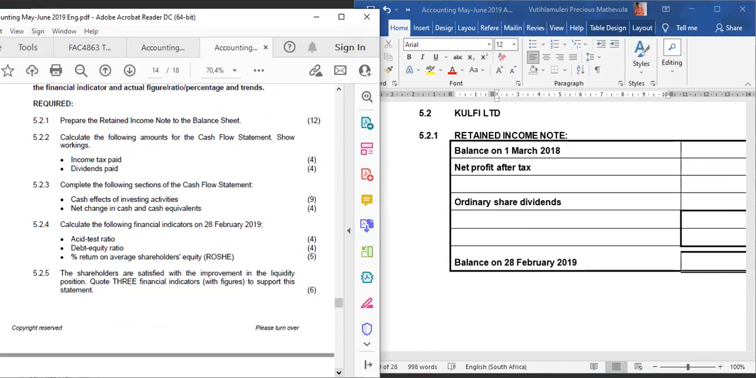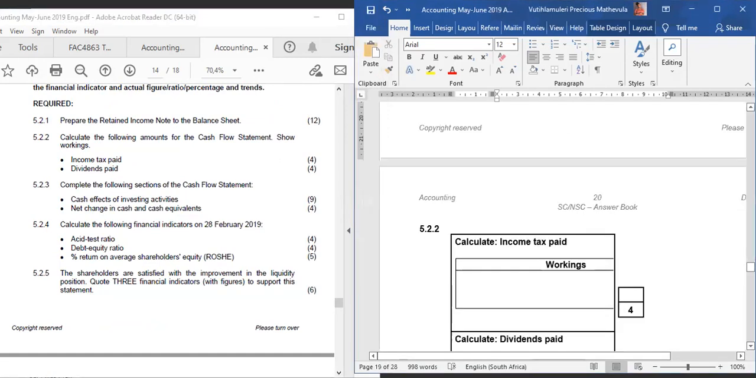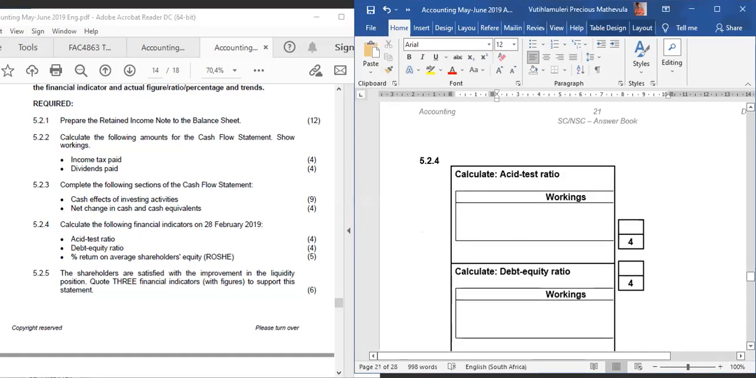5.2.4: calculate the following financial indicators on 28 February 2019. Acid test ratio, debt equity ratio, return on average shareholders' equity. Starting with the acid test ratio, I told you that it's current assets minus inventory to current liabilities. So let's go look for these numbers.